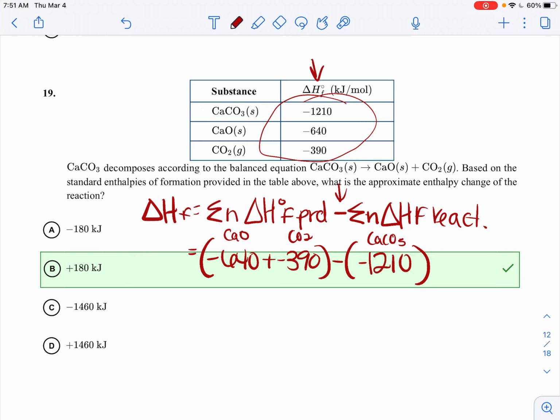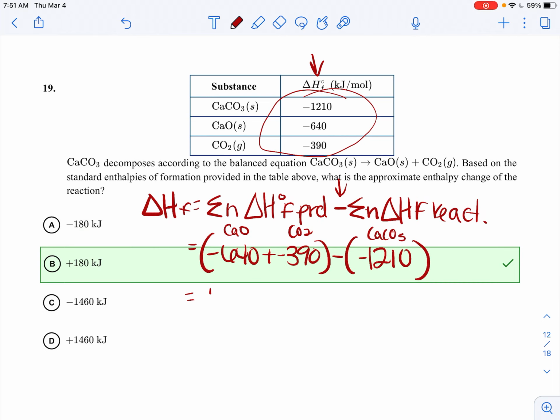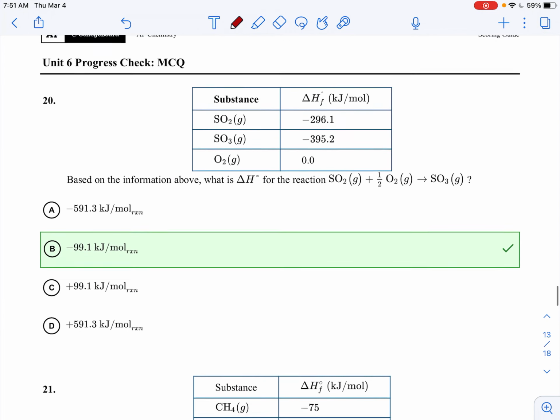That minus kind of helps us, what it does is it's subtracting the amount of energy that is used to form CaCO3. Basically, it equals out our positive and negative signs, and so in the end you'll end up getting the same amount as if you change the sign to plus. So we don't want to change this 1210 to a plus because of the minus sign. Okay? All right, number 20.